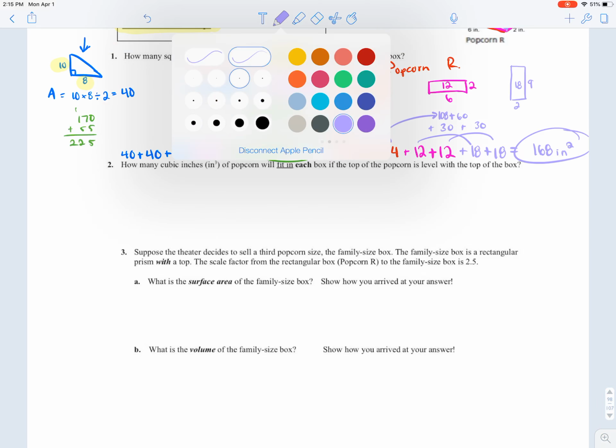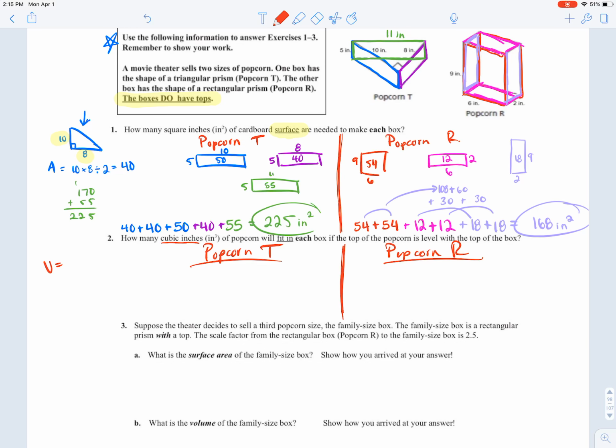Excellent. All right, so we know that volume, right? This is asking us, if this doesn't give it away, take a look. Cubic inches. Whenever you see cubic inches, immediately your brain should go to volume, okay? So we use this formula for volume, right? Capital B times H, where capital B stands for the area of your base.